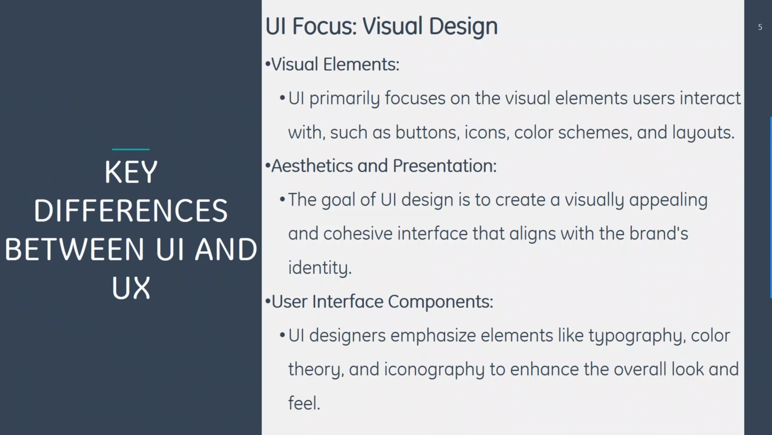What are the key differences between UI and UX? First, we have visual elements. UI primarily focuses on visual elements users interact with, such as buttons, icons, color schemes, and layouts. Secondly, we have aesthetic and presentation. The goal of UI design is to create a visually appealing and cohesive interface that aligns with the brand's identity. Then we have user interface components. UI design emphasizes elements like typography, color theory, and iconography to enhance the overall look and feel.